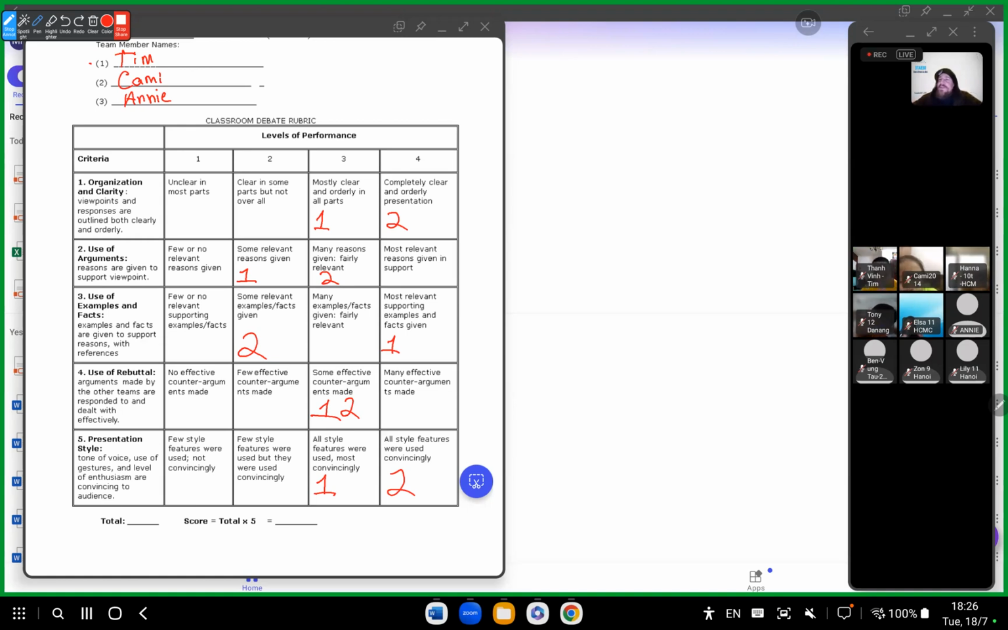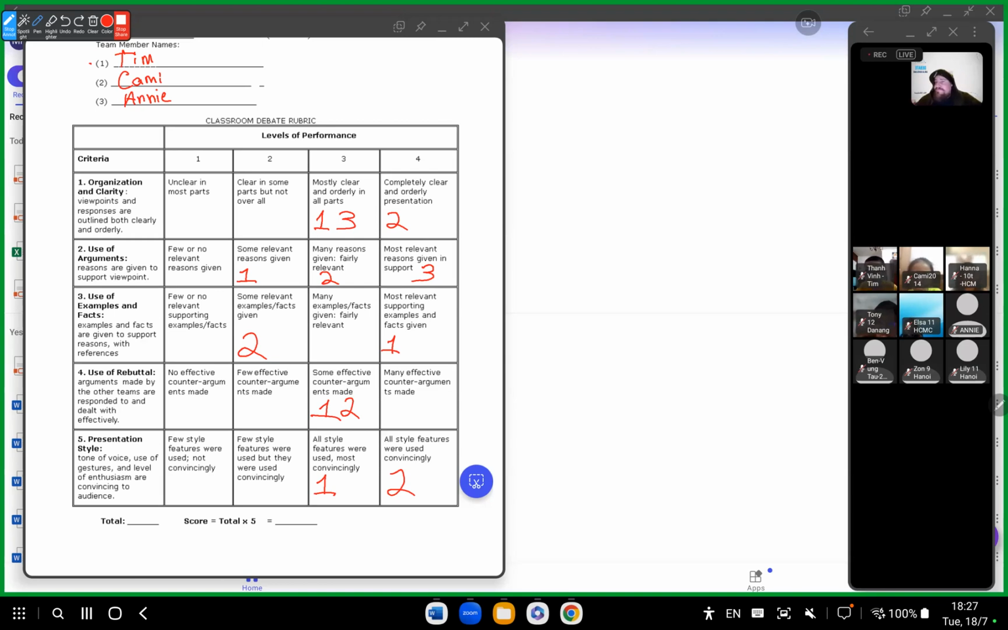So finally, Annie steps up to speak. Annie's organization and clarity was pretty good. We're going to give her a 3. Her use of arguments was fantastic. Most of the reasons that she gave were very relevant to the issue. We're going to give her 4 points.